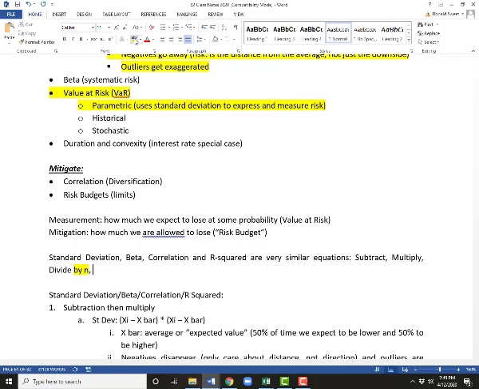And then they're all different. Standard deviation, you take the square root. With correlation, you divide by the standard deviation of x times the standard deviation of y. For beta, you take all of that and you divide by the standard deviation of y squared. R squared is just the correlation squared. But if we have time this semester, I'll show you that.